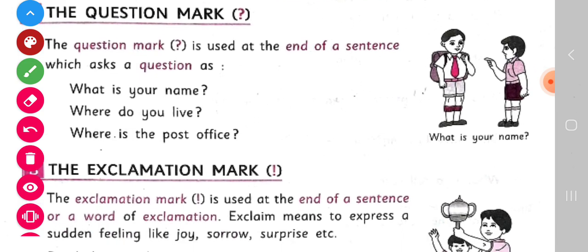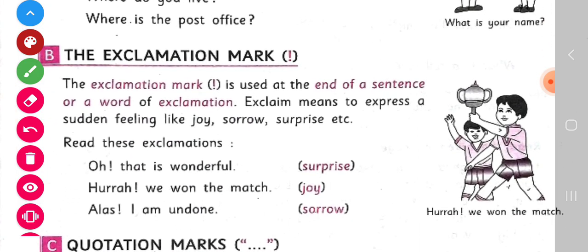And now let's know about the exclamation mark. Children, this mark is called the exclamation mark. When we use this mark after the sentence, it means the sentence is exclamatory. Children, the exclamation mark means this mark is used at the end of a sentence or a word of exclamation.